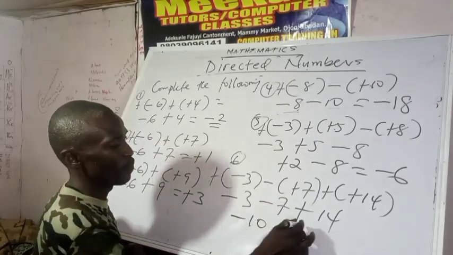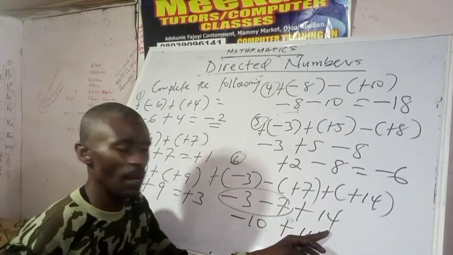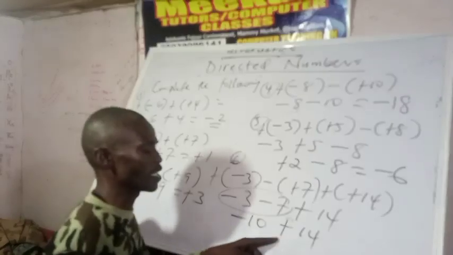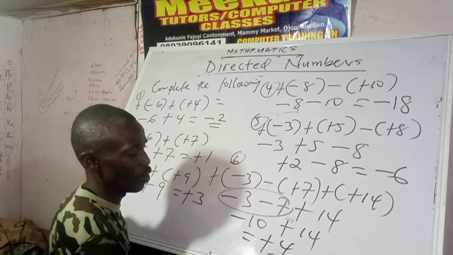Minus 3 minus 7 will give me what? Minus 10 plus 14. See, I joined this side first before making here. So minus 10, I am owing 10. Plus 14, I have 14. If I pay, I need to pay my bill now. What do you have? Plus 4.